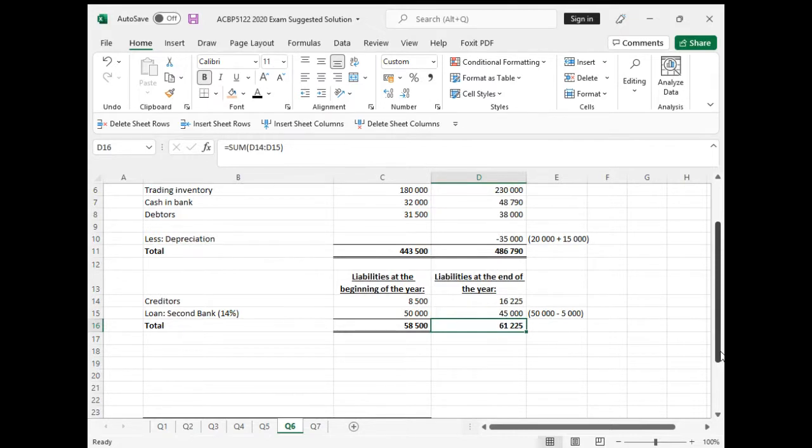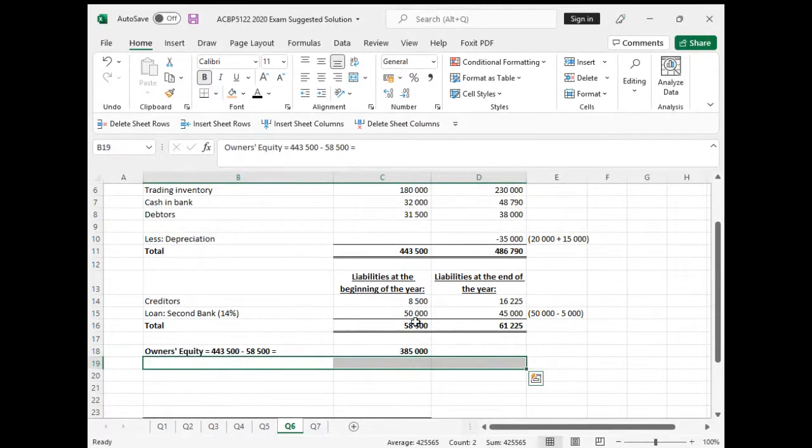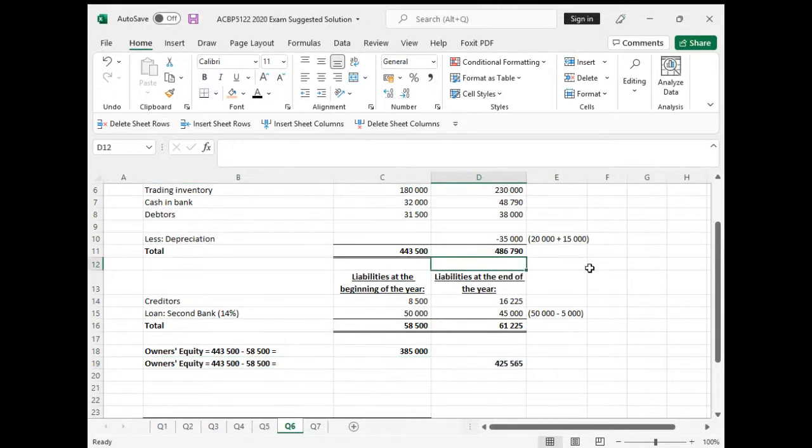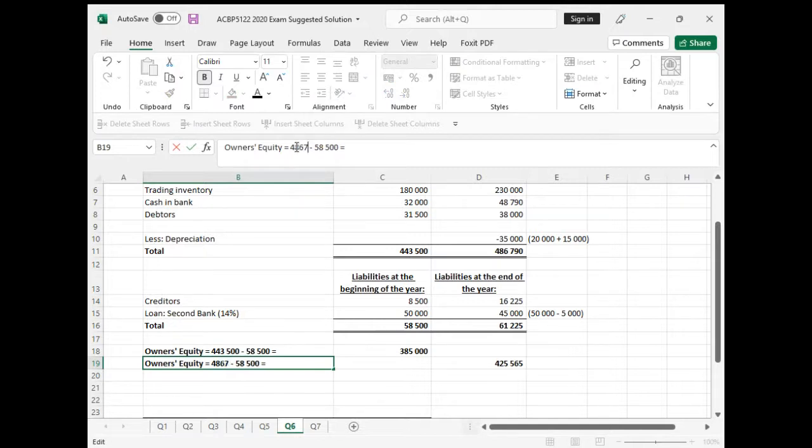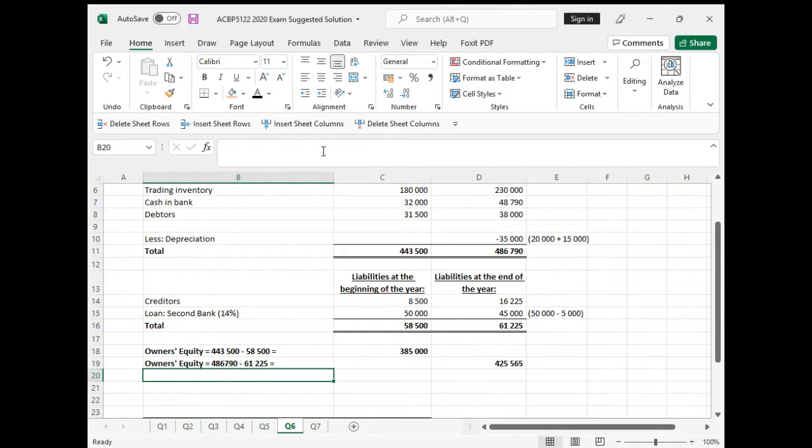Now, we've worked out the total assets, total liabilities, but now we have to work out the owner's equity amount. So the owner's equity in the beginning of the year is your 443,500 less your 58,500 gives you 385,000, whereas at the end of the year it was the 486,790 deducting the 61,225, and that gives you 425,565 rand.